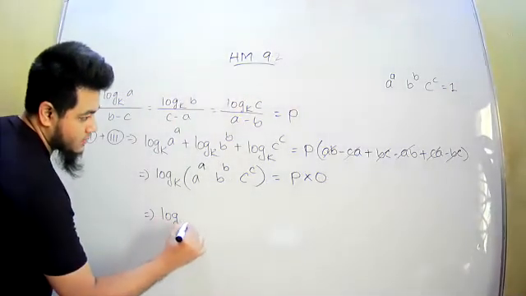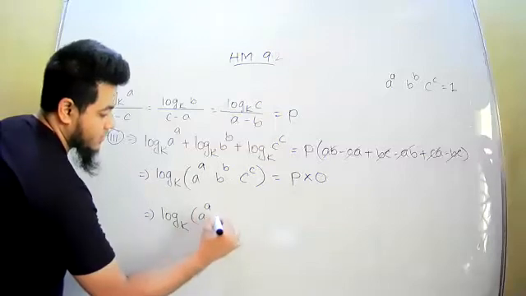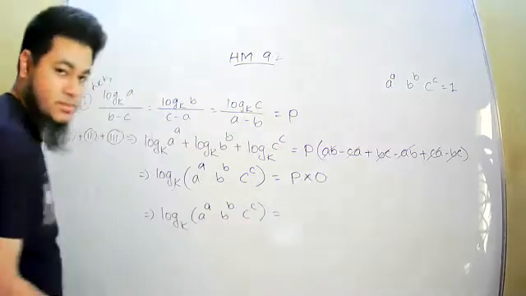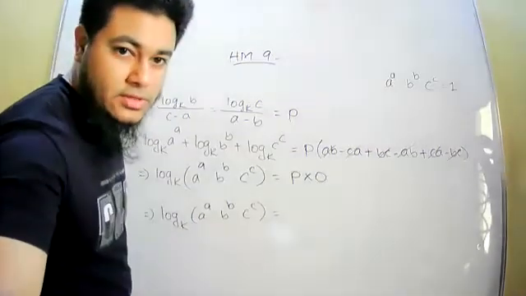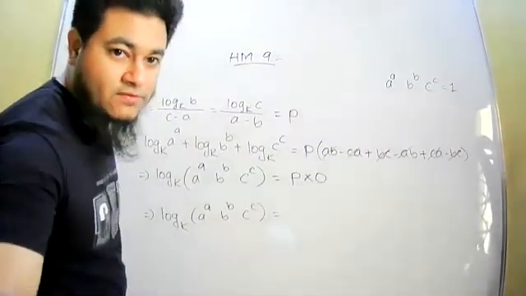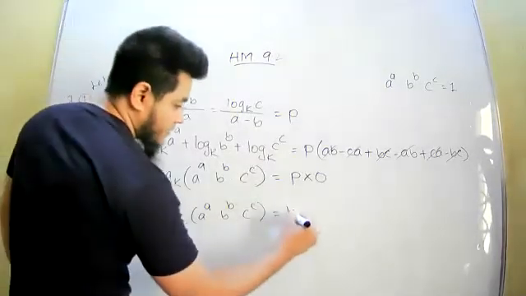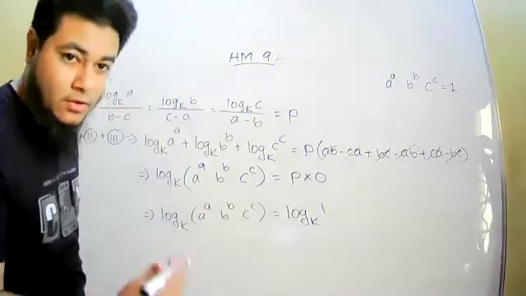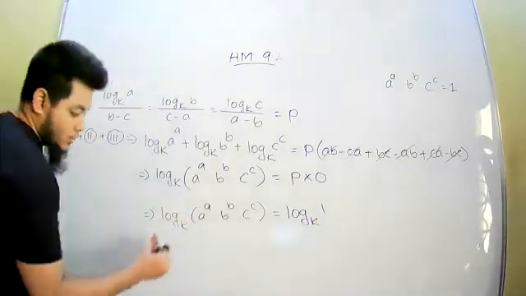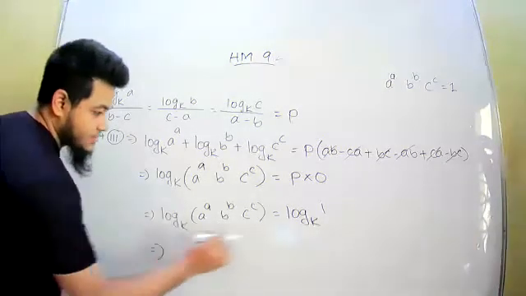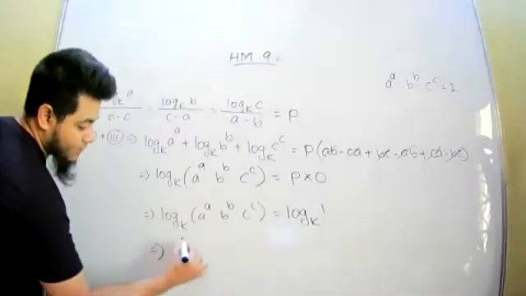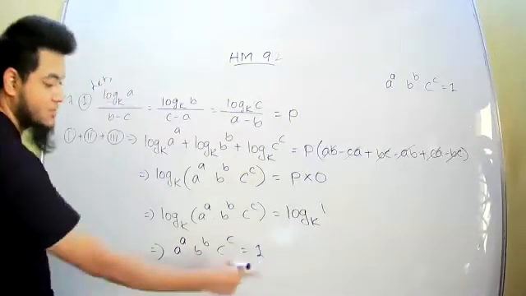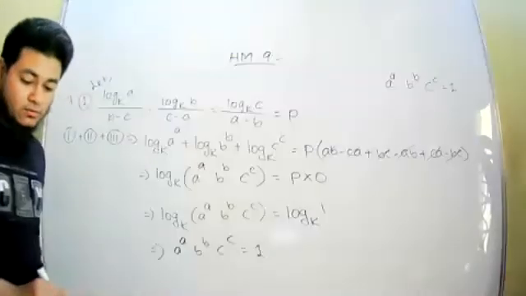So log k base a to the power a into b to the power b into c to the power c is equal to, this one will become 0. Now 0 is the value of log 1. So we can write this one as log k base 1, because the value of log 1 is 0. So from here, if we cancel log from both sides, then we will have what we desire: a to the power a into b to the power b into c to the power c is equal to 1. So left hand side equals right hand side, we have shown what they told us to.